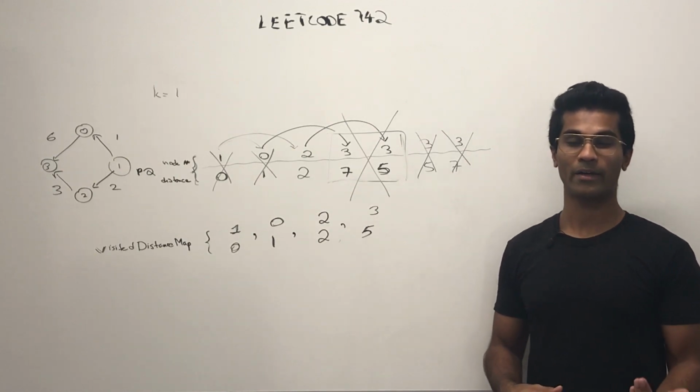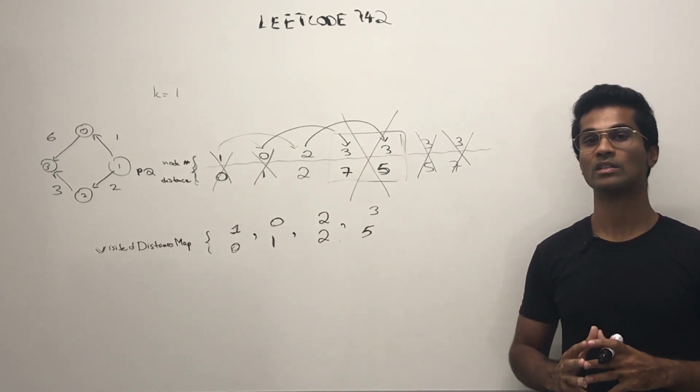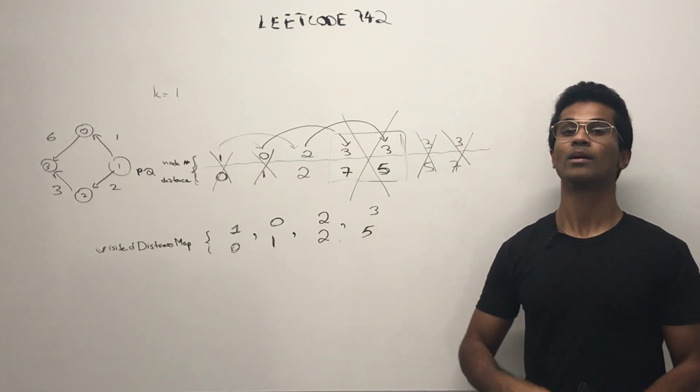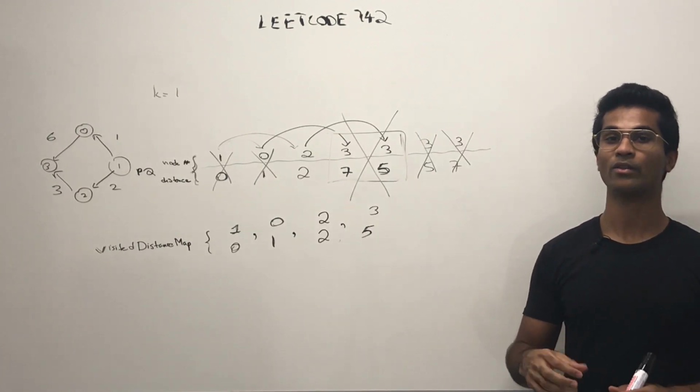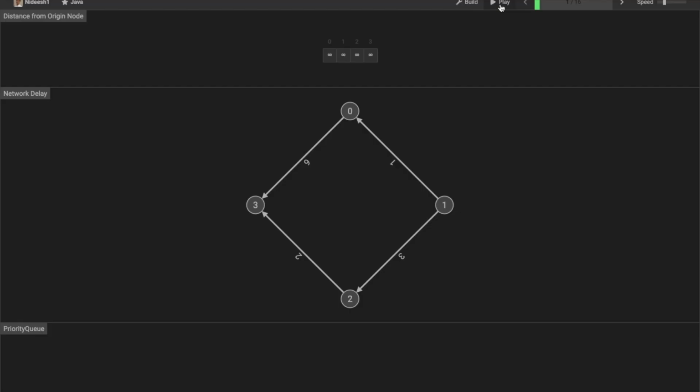Next, I'm going to show you an algorithm visualization so you can see the whole thing in a smooth manner. Pay attention to how the priority queues are changing and see how the nodes are getting highlighted.